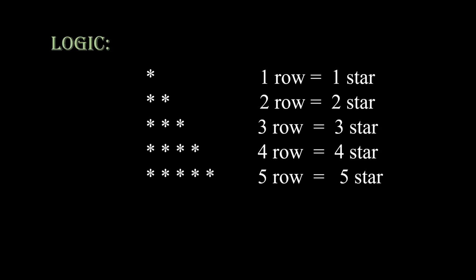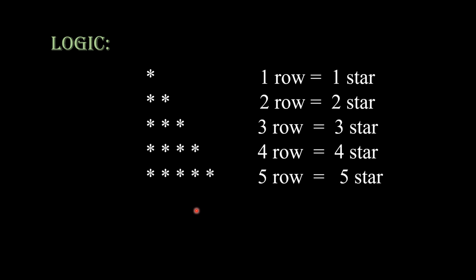So understand here, you can see that in the first row there is only one star. This can be the logic behind this pattern. In the second row there are two stars, in the third row there are three stars, and in the fourth row there are four stars. And if we see the first column, there are five, in the second column there are four, in the third column there are three stars, in the fourth column there are two stars, and in the last there is one star. So we can easily get the logic: first row one star, second row two stars, third row three stars.